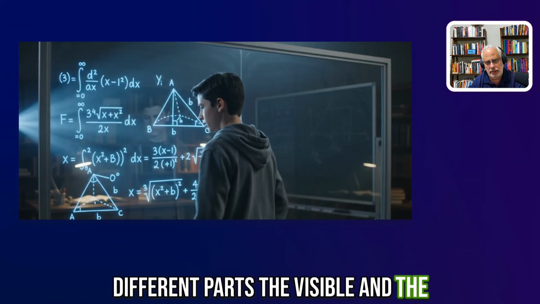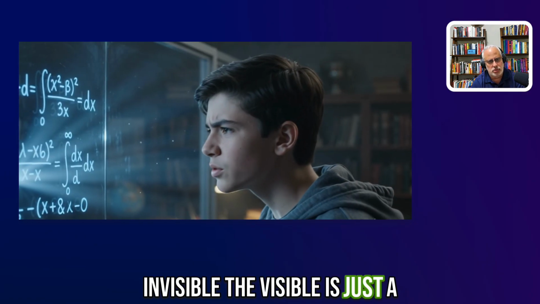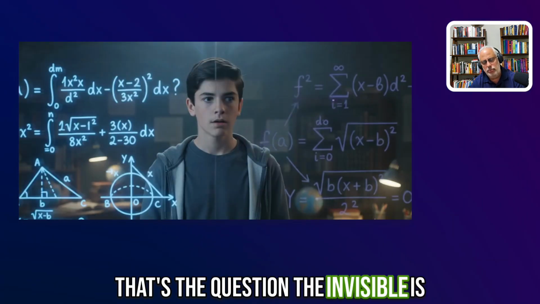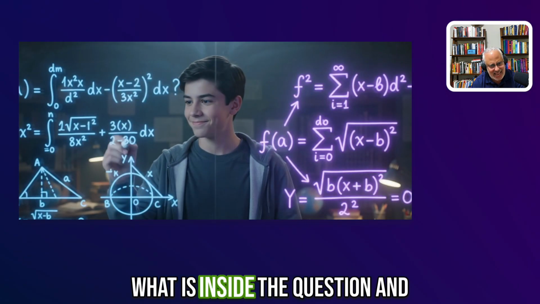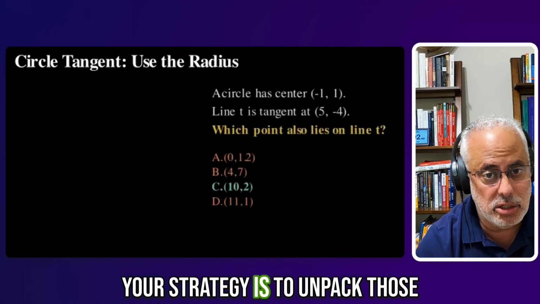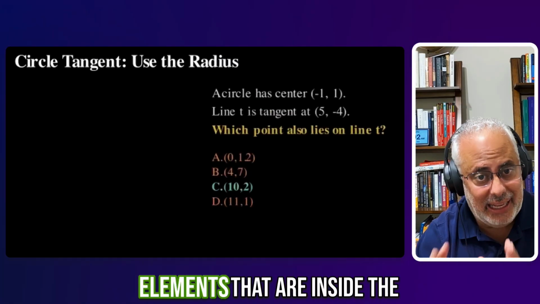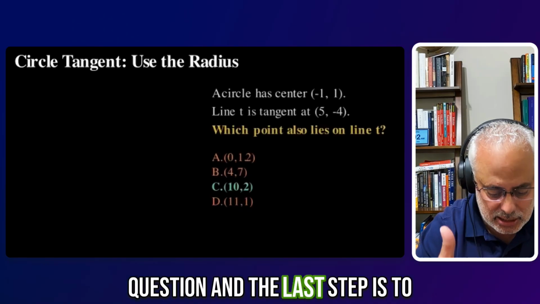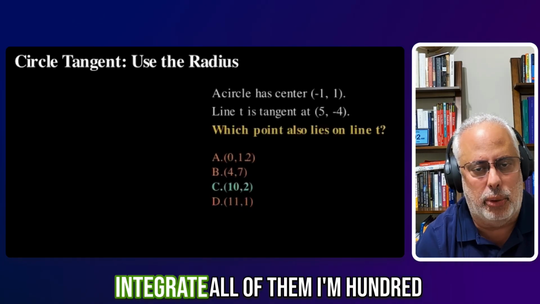Let's see it. Every test question has two different parts, the visible and the invisible. The visible is just the question. It's what you see here. That's the question. The invisible is what is inside the question. And your strategy is to unpack those elements that are inside the question. And the last step is to integrate all of them.